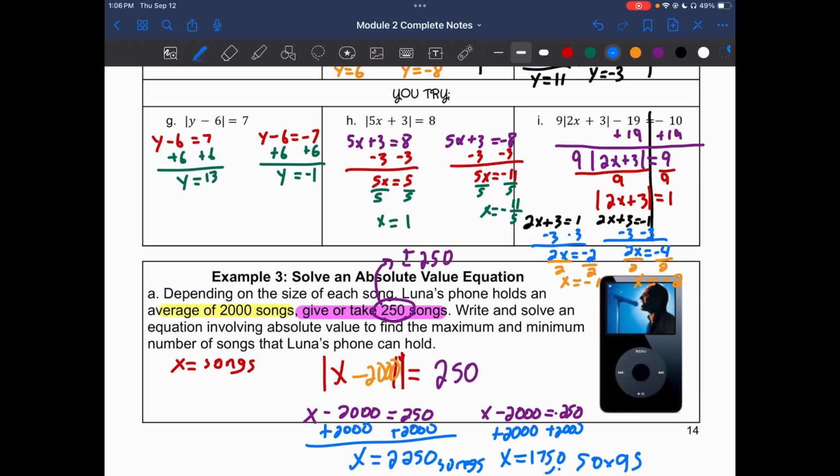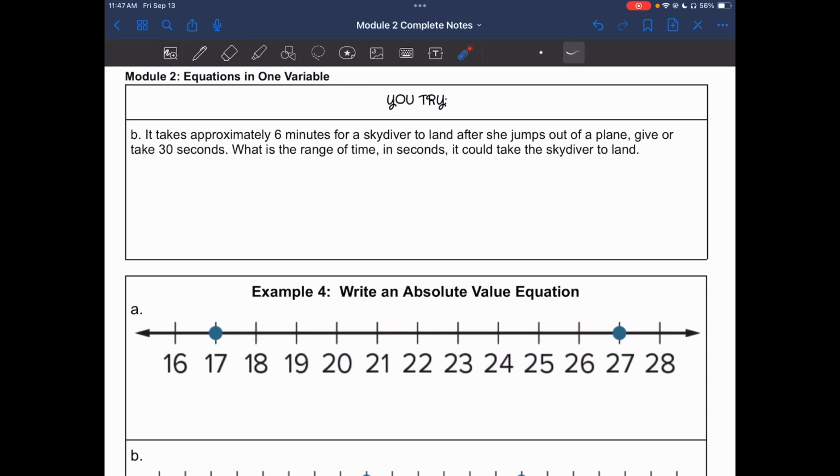All right. Now, the next page has a you-try problem that you guys are going to try on your own. Go ahead and try it and come back and check your answer against mine. All right, let's go over that you-try problem. It takes approximately 6 minutes for a skydiver to land after she jumps out of a plane, give or take 30 seconds. What is the range of time in seconds that it could take the skydiver to land?